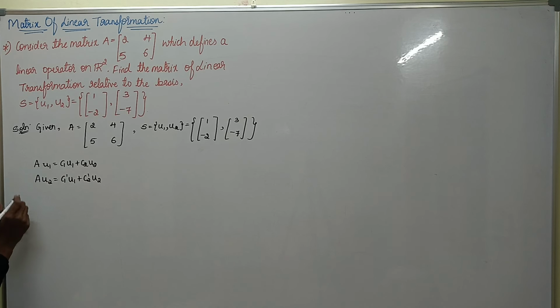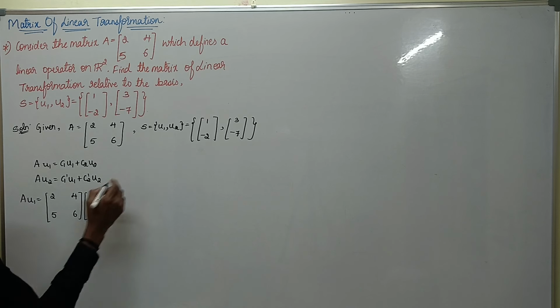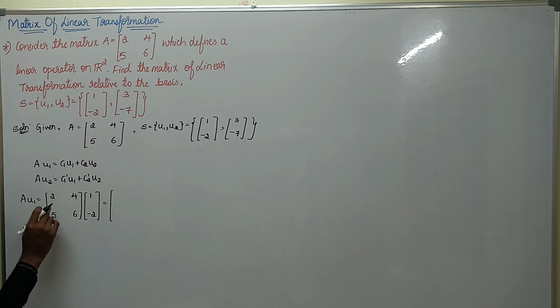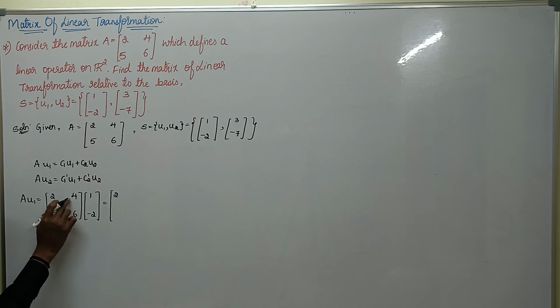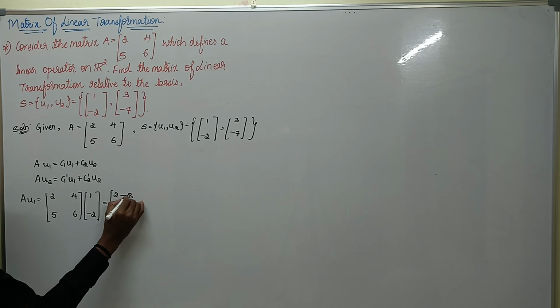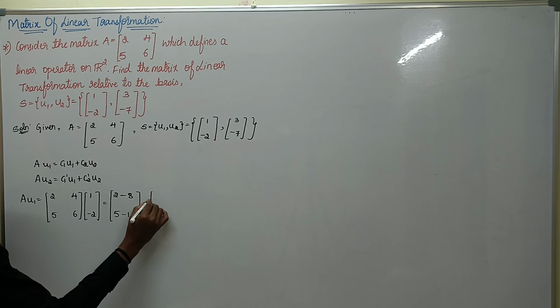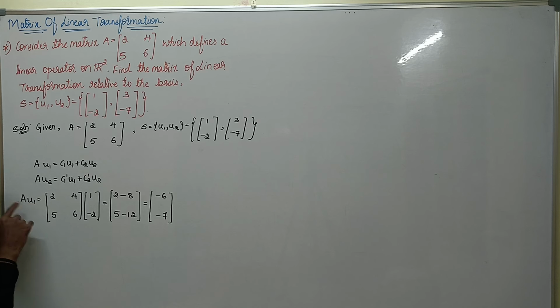Let us find A u1 and A u2. What is A u1? A represents the matrix [2 4; 5 6] into u1, which represents the matrix (1, -2). That is 2 into 1 is 2, plus 4 into minus 2 is minus 8. Now 5 into 1 is 5, and 6 into minus 2 is minus 12. That is minus 6, minus 7. This is the value of A u1.